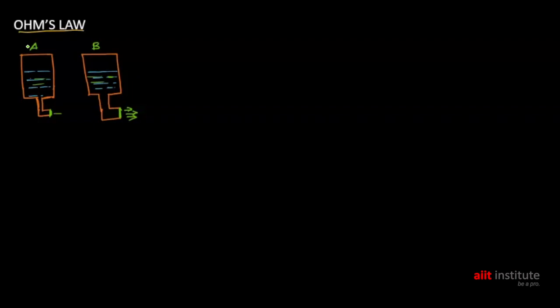So the flow of water will be less compared to B, because the water will face more resistance here, because the diameter of the hose pipe is very small, right? Very small. So because of that, high resistance will be there. So because of that, water flow will be less. So this is the case.